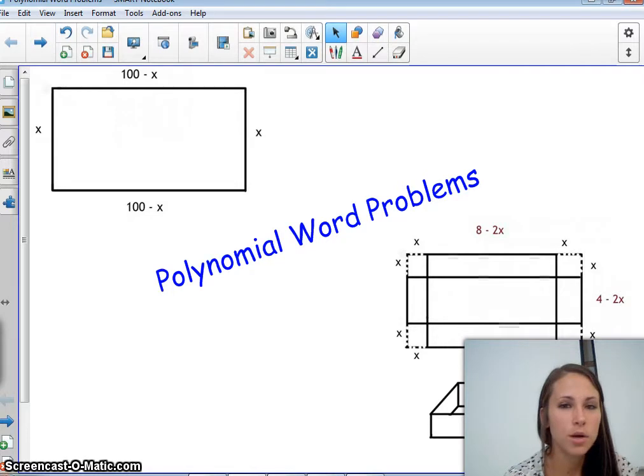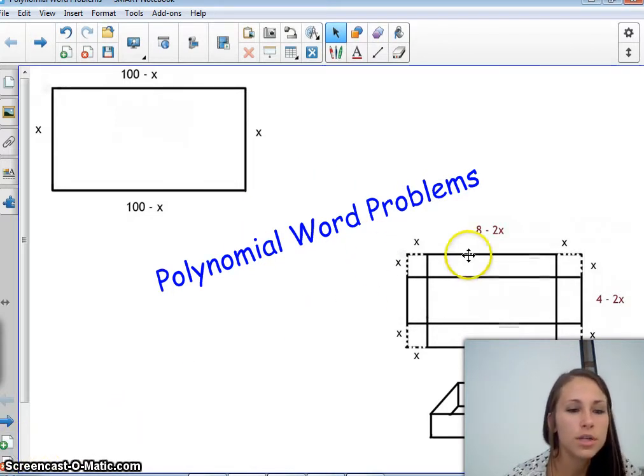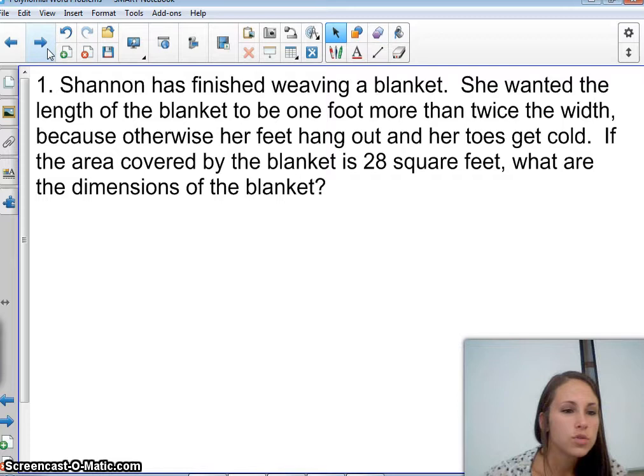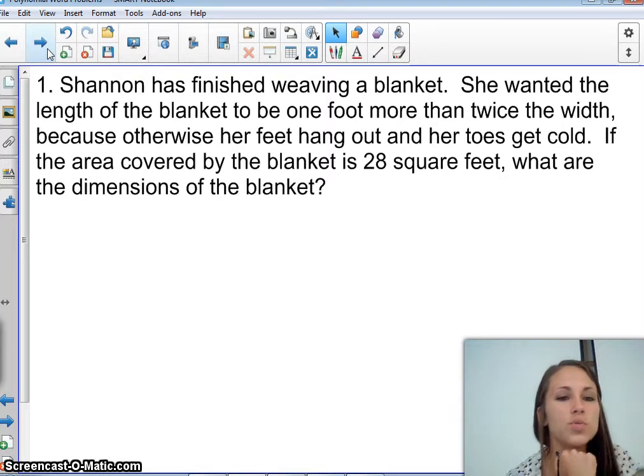Okay guys, today we're going to start polynomial word problems. With these problems we're going to be using how we solved the polynomials in the last lesson to solve applications and word problems. So the first one we're going to look at says, Shannon has finished weaving the blanket.